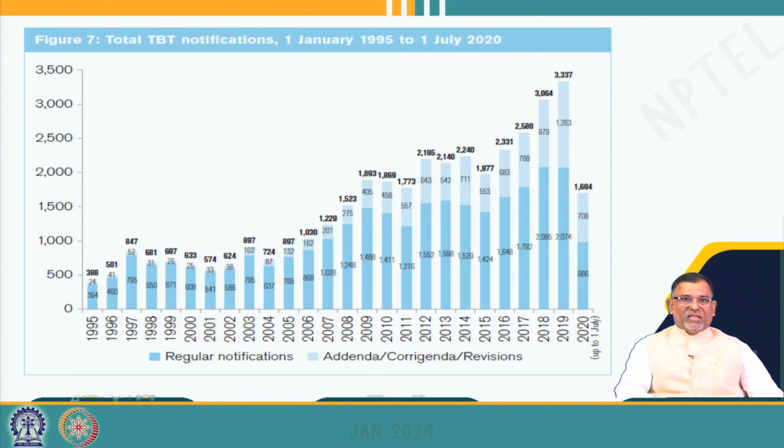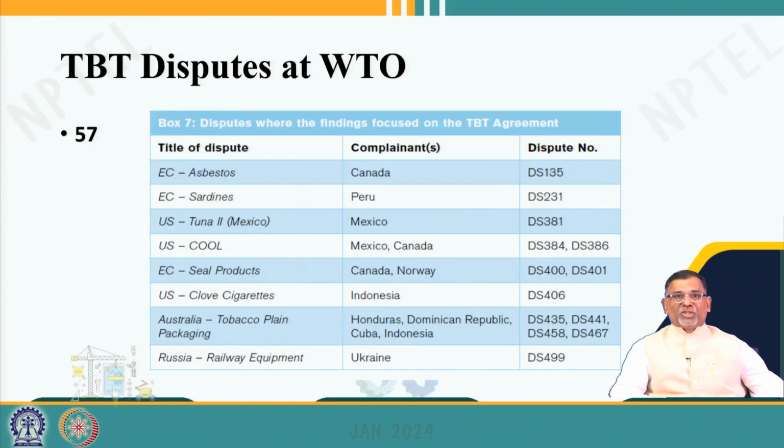And I would say that for the last decade, the number of notifications is going up like anything. In some years it goes up to 3,000, and 2019 is the highest with 3,337 TBT regulation notifications to the WTO. So, it means the members are very much concerned about technical regulations. They are adopting and taking TBT measures and reporting them to the WTO, more than the SPS measures.